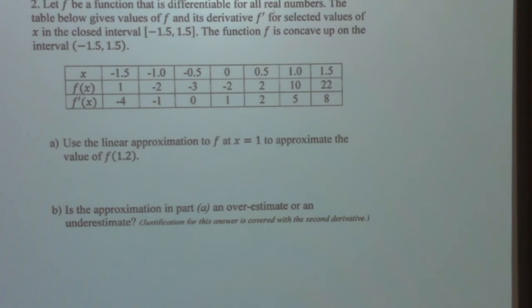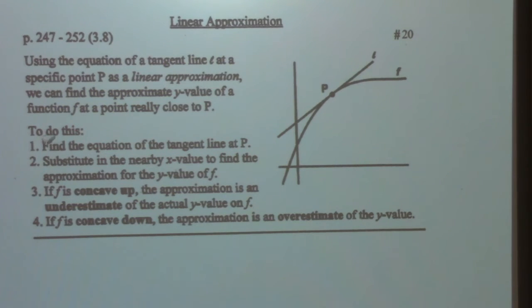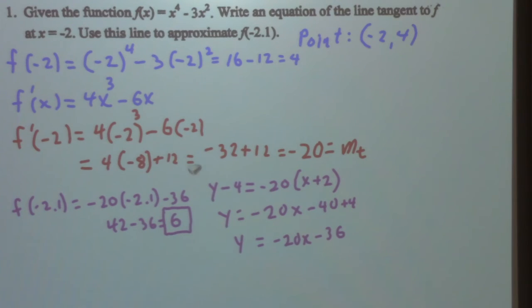And then we have this one here. Let me just show you because I worked it out. Given the function f(x) = x to the fourth power minus 3x squared, write an equation of the line tangent to f at x = -2. The same thing we've done here with point and slope. The slope is f prime of -2, so this right here is our slope. And here's our equation of the line. Then we can use this equation to estimate what f of -2.1 is by plugging the value -2.1 into this tangent line equation. So this provides an estimate for us.